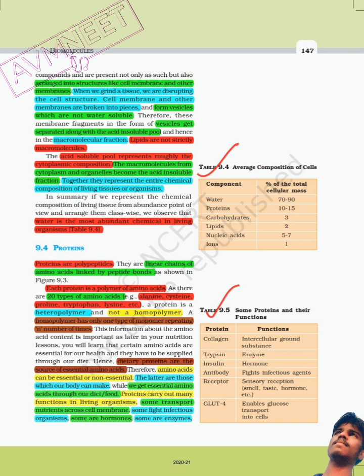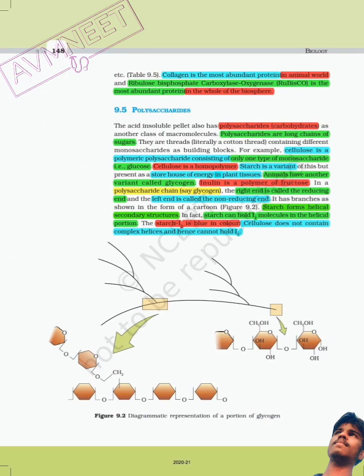Proteins carry out many functions in living organisms. Some transport nutrients across cell membranes, some fight infectious organisms, some are hormones, some are enzymes, etc. Collagen is the most abundant protein in the animal world and ribulose biphosphate carboxylase oxygenase (Rubisco) is the most abundant protein in the whole of the biosphere.